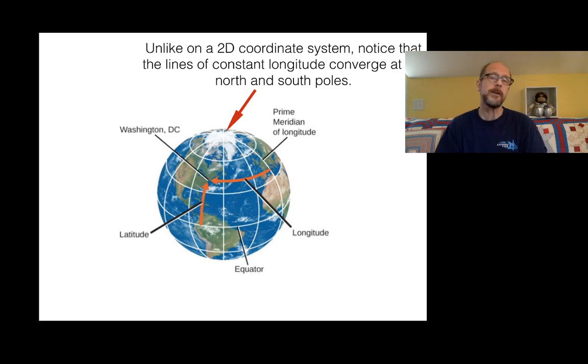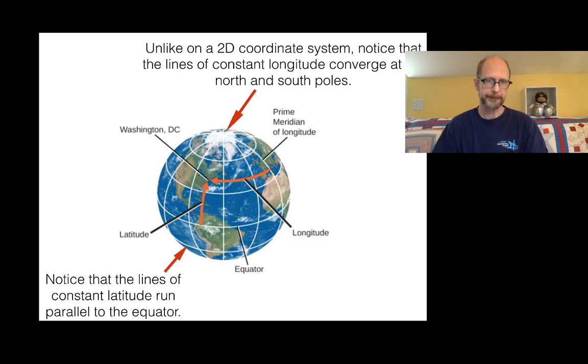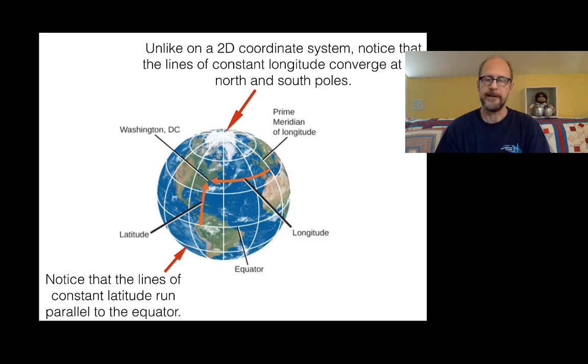Unlike in a two-dimensional coordinate system, your x and y coordinates in math class, where you just have a grid of lines, on the curved surface of the Earth, the globe, the lines of longitude are going to converge at the north and south poles, and the lines of latitude, on the other hand, run parallel to the equator. In fact, you'll hear people refer to the parallels, the 45th parallel or the 52nd parallel, and that's referring to a line of latitude.